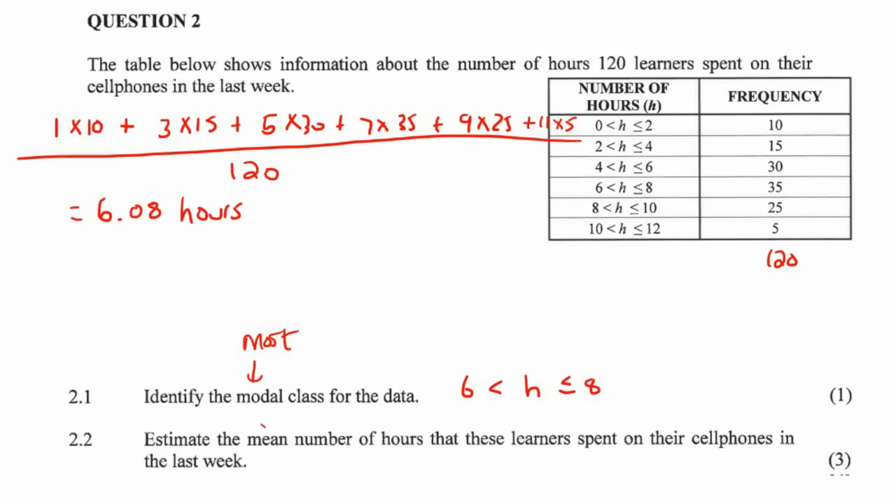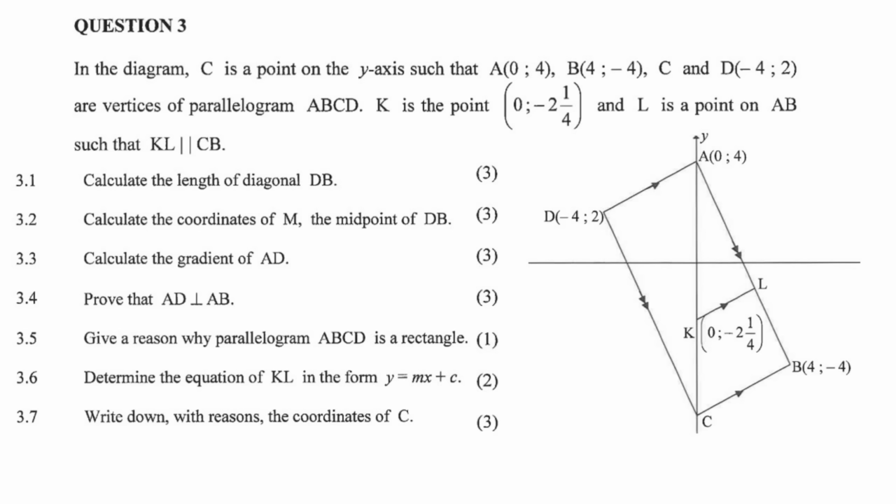Remember that the word mean is like the average. So if you look at this class, where would most learners be? Okay, so it's around here, 30, 35, 20. That's a lot of people. So 30 people go between 4 and 6 hours. 35 people are between 6 and 8 hours. And 25 are between 8 and 10 hours. So we should expect that the average learner spends around 6 or 7 hours on their cell phone. And so here we have 6.08. So it makes sense for this question.